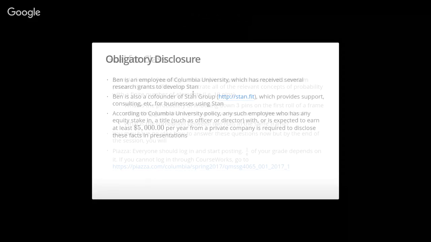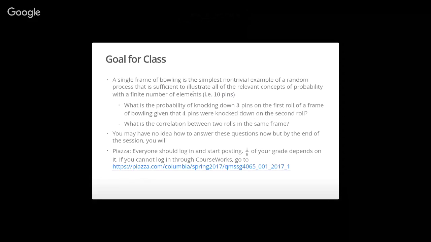So the goal for today, we're going to talk about bowling, because a single frame of bowling is about the simplest non-trivial example that I can give you that's sufficient to illustrate all the relevant concepts of probability that we need to know when there's a finite number of elements.